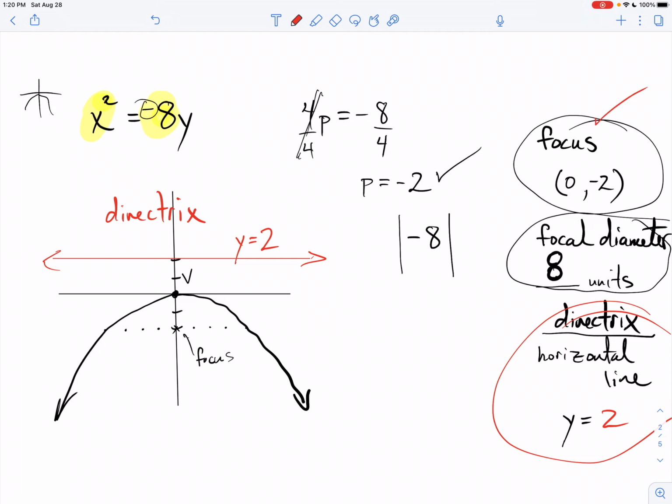So there's 3 ingredients that we're always going to look for when we do this. A focus, that is a dot inside of my parabola. Focal diameter, that is how wide the parabola is, and I have to count starting at the focus. Then the directrix is this weird line that lies completely outside of the parabola.